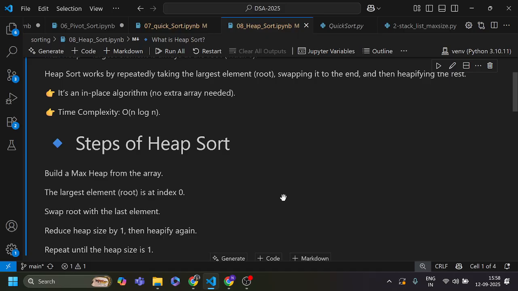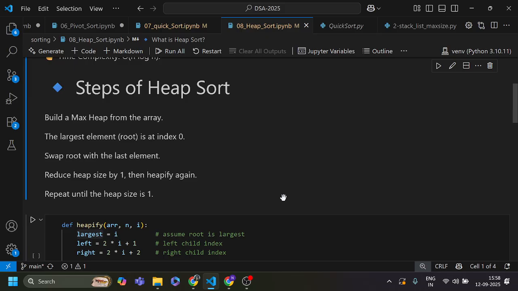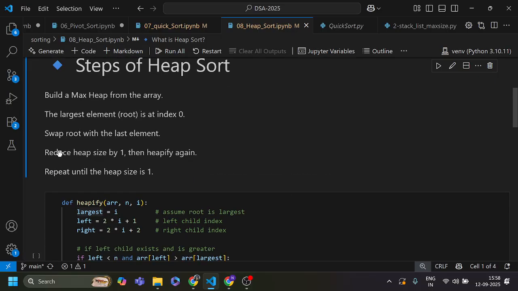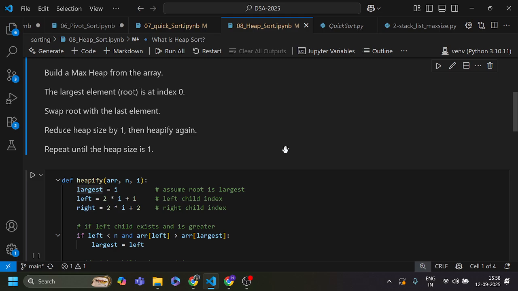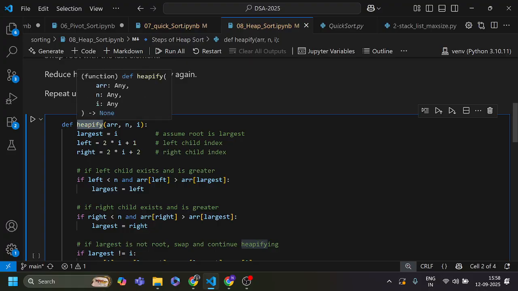So here are the steps of heap sort. Build a max heap from this array. The largest element, the root, is at index 0, so swap the root with the last element. After that, reduce the heap size by 1, then heapify again and repeat until the heap size is 1. So here you can see we are going to create a function heapify.